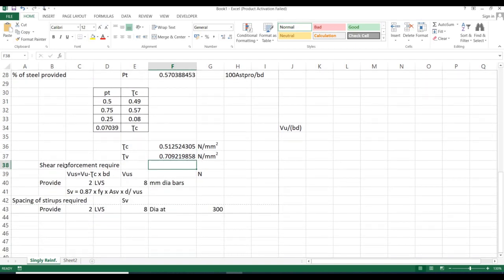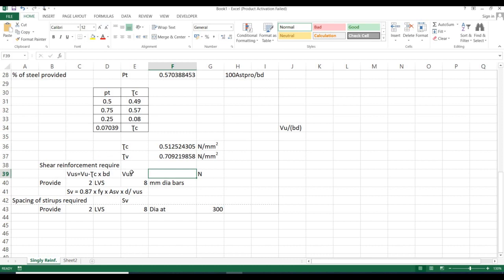To calculate the shear reinforcement, I have the formula Vus is equal to Vu minus tau c into BD. So Vus equals this one, to check whether the shear is more or not. If it is less than tau c, then no shear reinforcement is required. If it is more than this, then shear reinforcement is required, right?